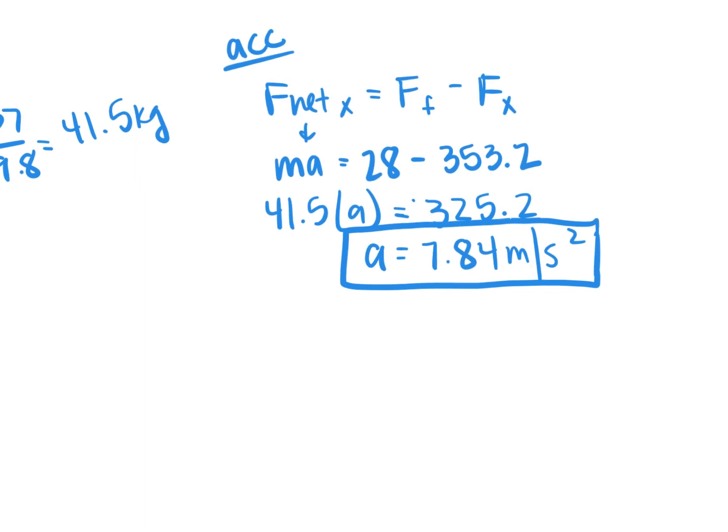Yeah, no, you're right. You're right. I dropped my negative, and I shouldn't have. This should be negative 7.84. Yeah, sorry about that. Because the result of that is a negative 325. So when I divide it by 41, I'm going to get negative 7. Yep. Thank you.